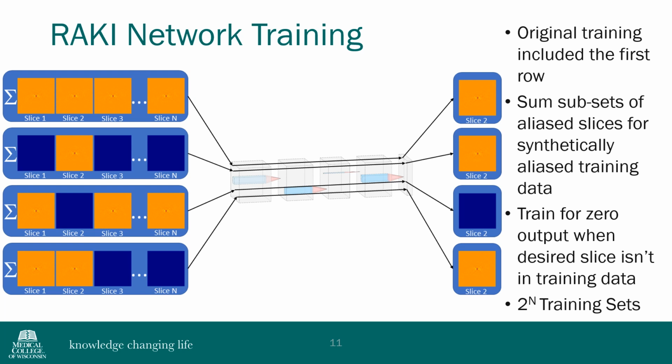The full set of training datasets includes some combinations in which the slice to be reconstructed is not included in the input, and those sets are paired with an array of zeros as the desired output. While RAKI training is done with a single alias dataset paired with the desired unaliased k-space, the split-slice formalism yields 256 training sets for an 8-band acceleration factor.